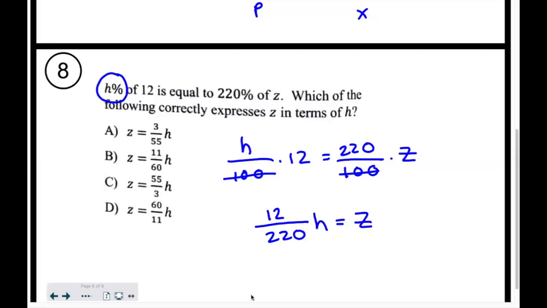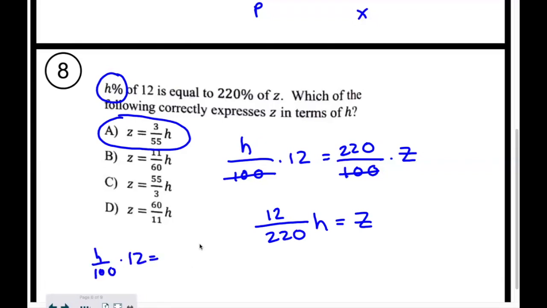And that's my answer. I just need to know what 12 over 220 is. But either you just throw that into Desmos or a calculator and let it reduce it for you, or you just divide each by 4 and you're going to get 3 over 55. All right. Another option is if you didn't think of doing this, you do h over 100 times 12.